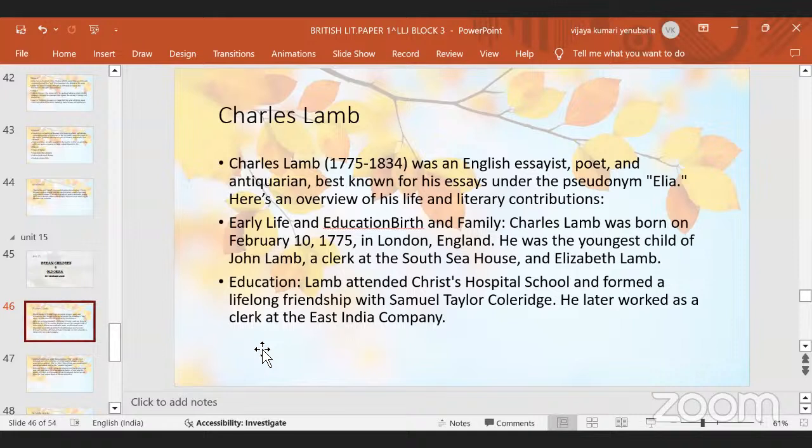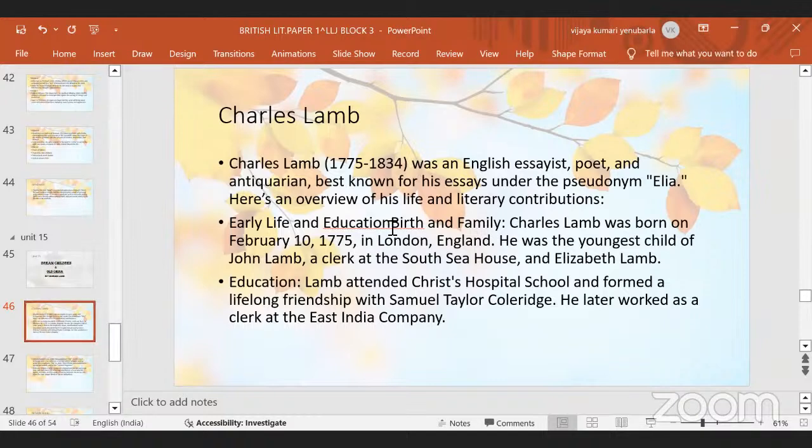So Charles Lamb was an English essayist, poet, and antiquarian. Antiquarian means one who loves antique things, old things, books, monuments, and all that. He is best known for his essays under the pseudonym Elia. So his pen name is Elia. Here is an overview of his life and literary contributions.